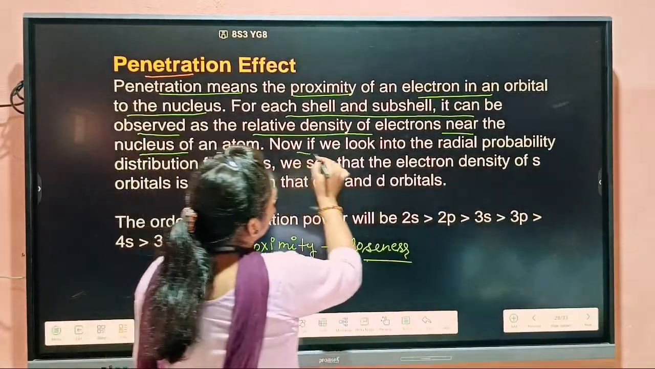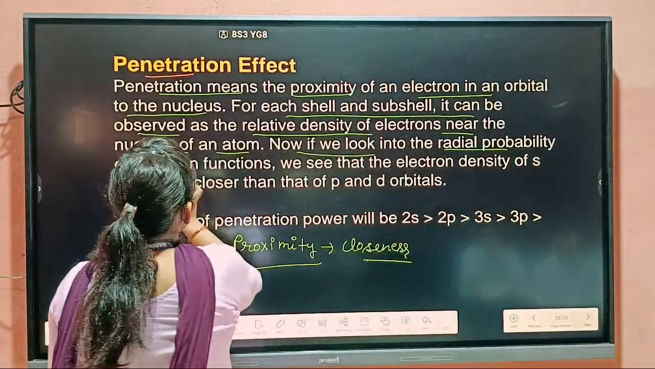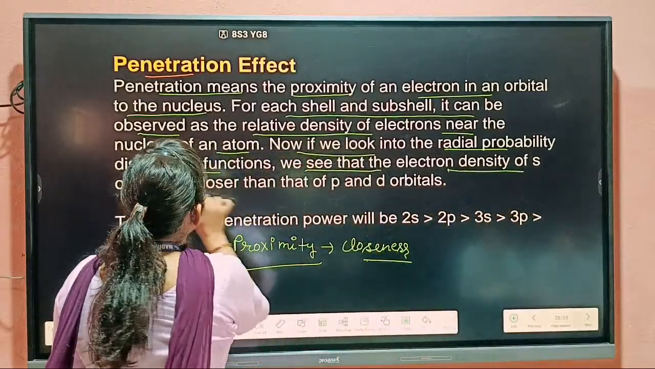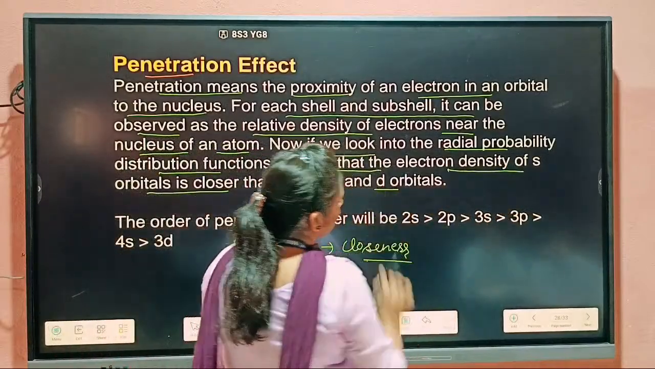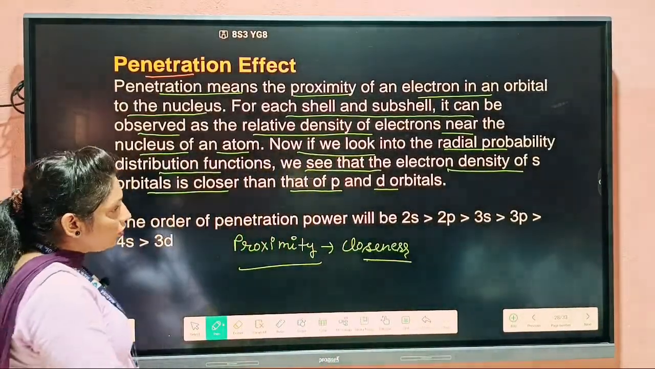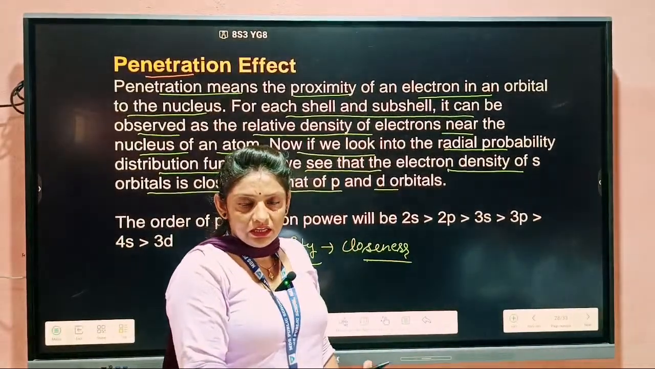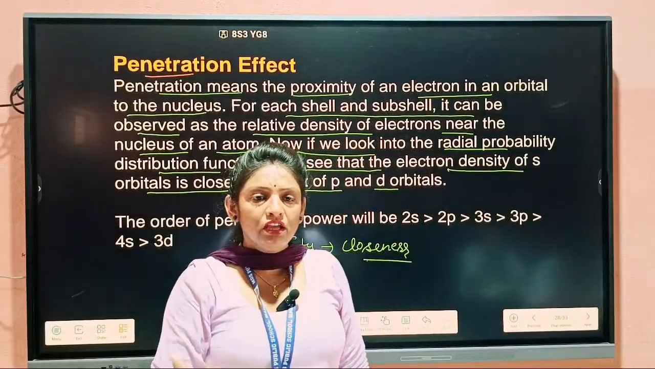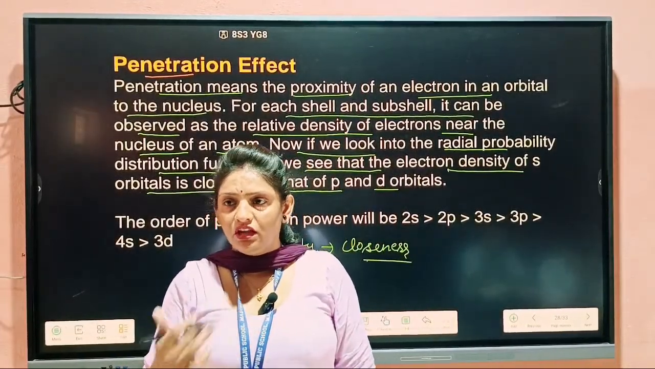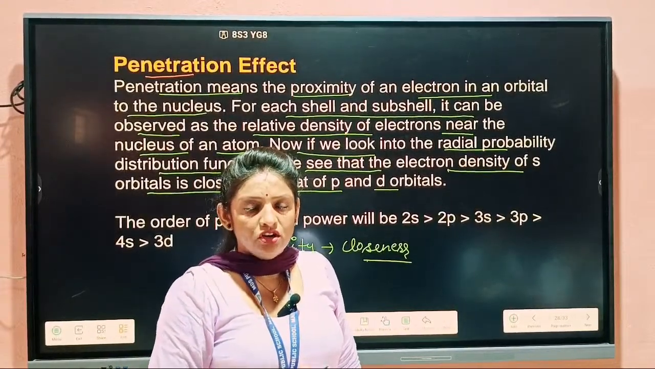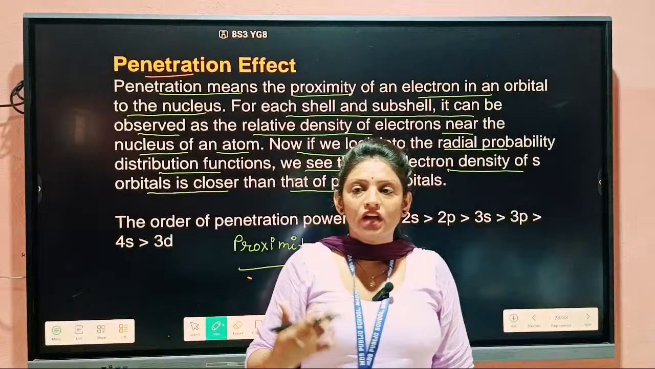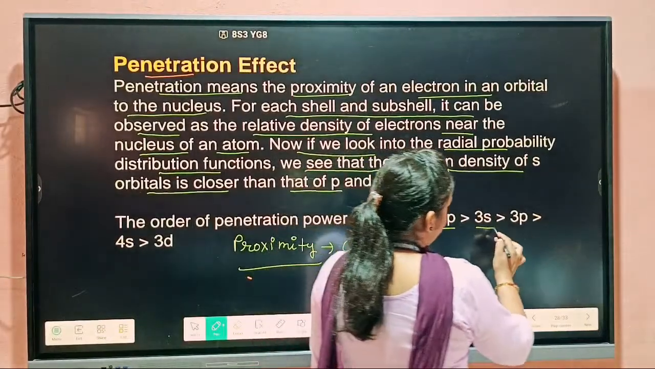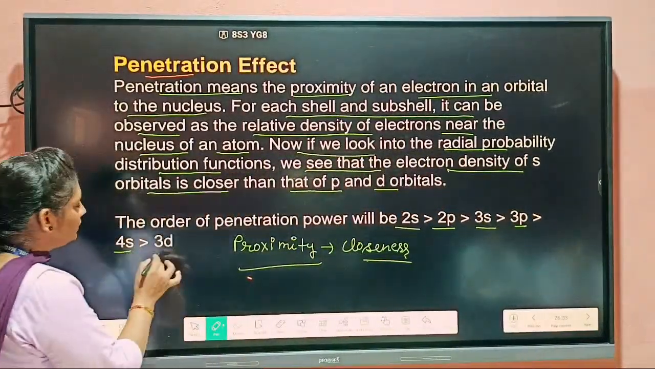Now if we look into the radial probability distribution functions, we see that the electron density of the s orbital is closer than that of p and d orbitals. You know very well, the electrons of the s orbitals are present nearest to the nucleus. They are close to the nucleus, so they will show more penetration effect. So what will be the order of the penetration effect? The order will be 2s, then 2p, 3s, 3p, 4s and 3d.